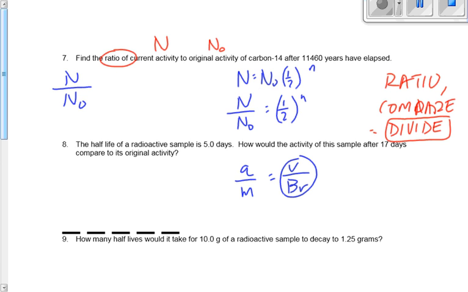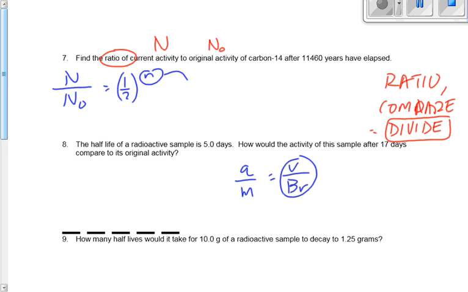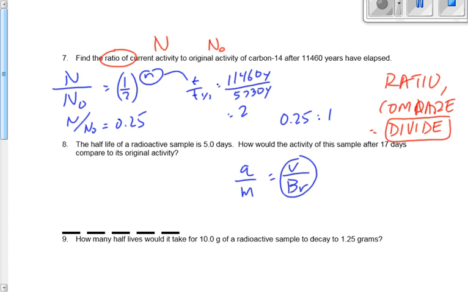So really all we have to do is find a little n, that's going to be t over t 1/2. It's 11,460 years divided by 5,730 years. Gives me 2 half-lives. Plug it in here. We get a number that's, I believe it worked out to be 0.25, I think. Yeah. That means our ratio would be 0.25 to 1, or some of you may have said 1 to 4.